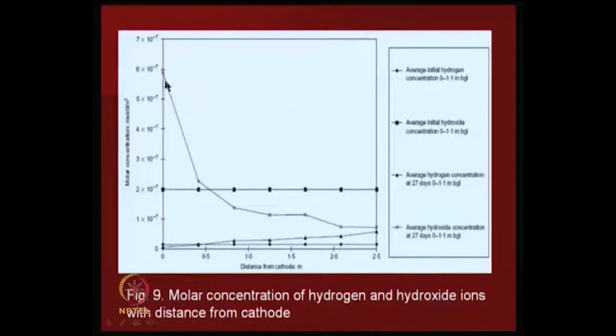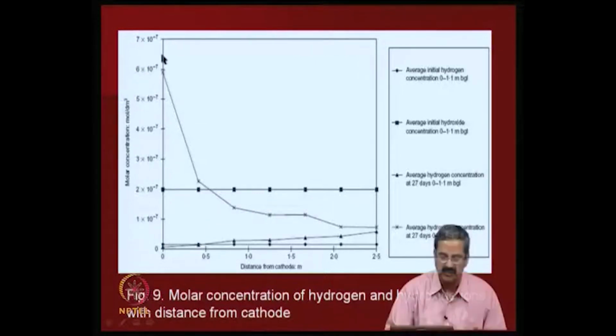Then molar concentration is something that they studied: the molar concentration of hydroxide ions with the distance from the cathode. Again you can see that this is one average hydroxide concentration. So, after 27 days at 1.1 meter, they are able to see that there is a good concentration of the hydroxyl ions close to the cathode.